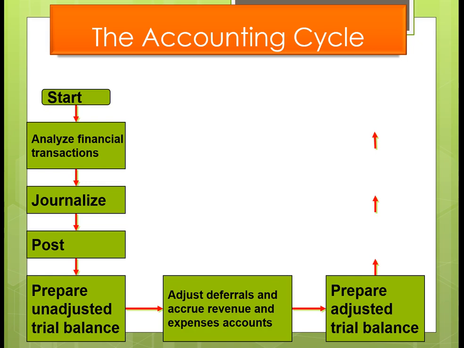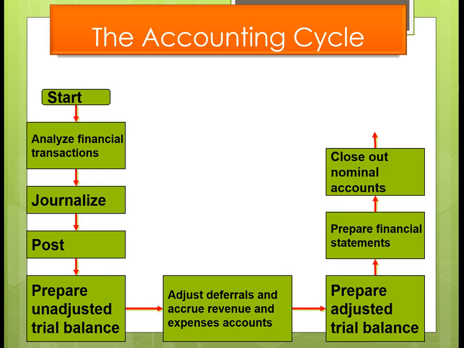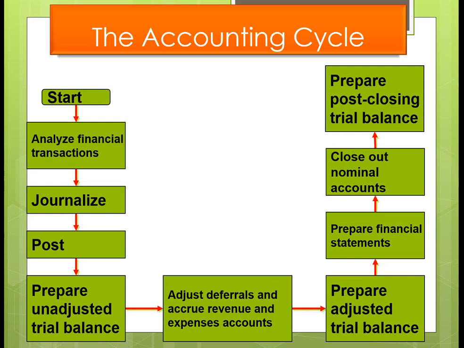Then you're going to prepare an adjusted trial balance. Now you do this at the end of the month. Then you're going to prepare the financial statements. You start with the income statement, then you do the statement of stockholders' equity, then you do the balance sheet, and the last one is the cash flow statement. You close out, this is only at year end, you close out your nominal accounts, and then you prepare your third trial balance, which is your post-closing trial balance, which should only reflect balance sheet accounts.